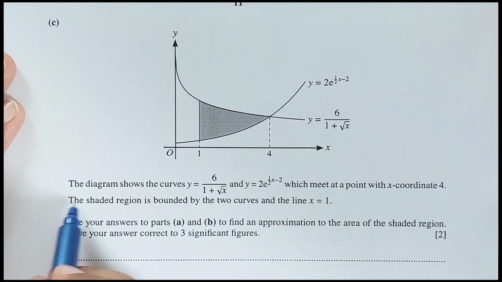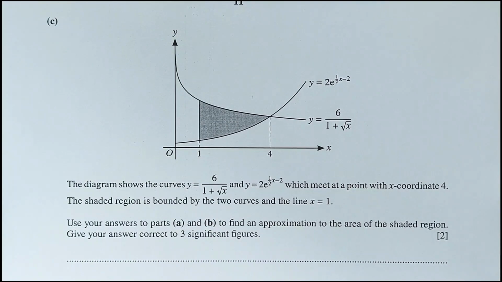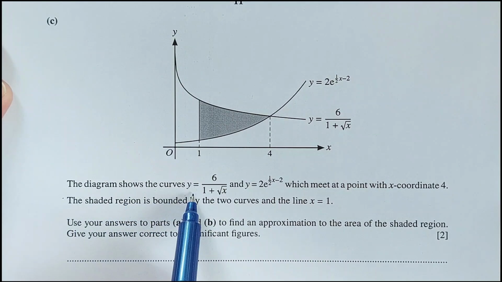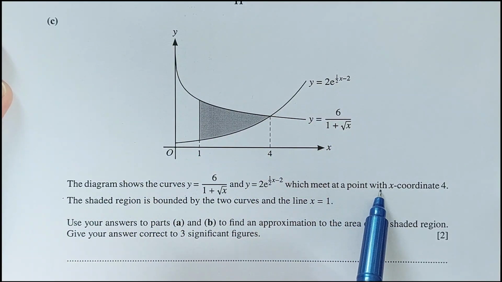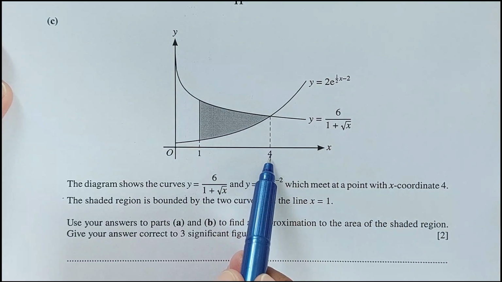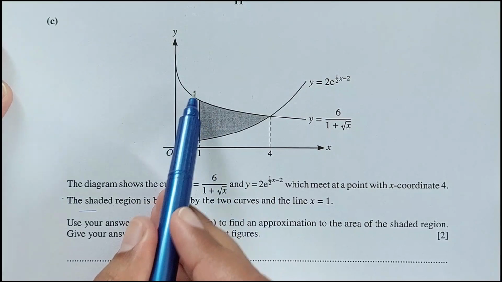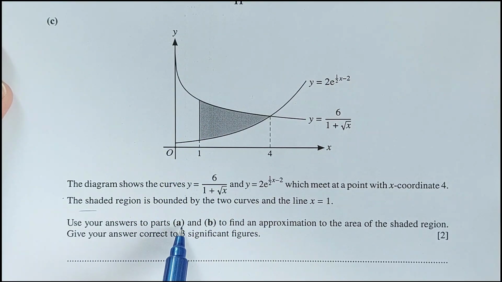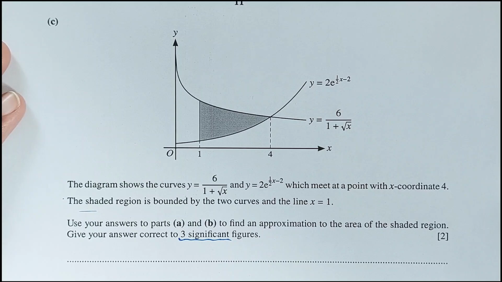Now for part C, the diagram shows the curves, this curve and this curve, which meet at the point with the x coordinate 4. The shaded region is bounded by the two curves and the line x equals 1. Use your answers to part A and B to find an approximation to the area of the shaded region. Give your answer correct to 3 significant figures, right?